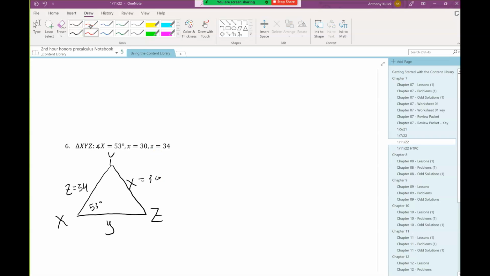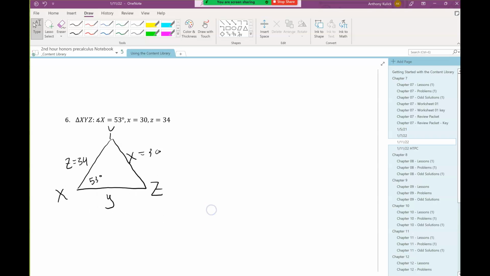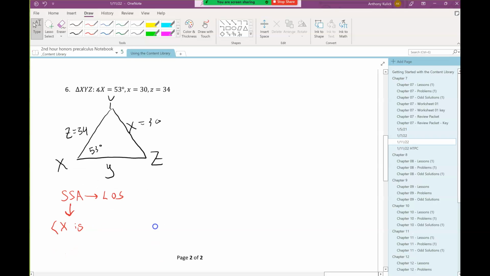First thing I need to do is identify the situation. This is side angle. When I do a side angle, the first thing I need to do is check the size of the given angle. Is angle X acute, right, or obtuse?